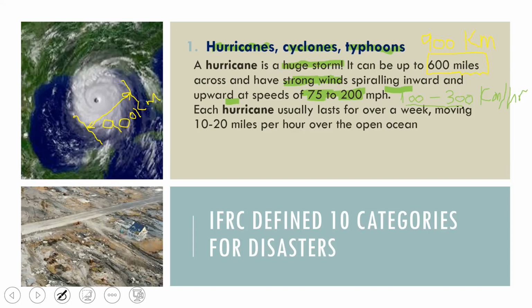What do they mean by spiraling? The wind, this is... You see this small, let's use red. You see this small, as if there is a void or a cavity inside the hurricane. This is called the eye of the hurricane.